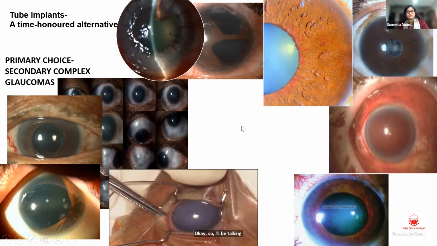Okay, so I'll be talking first on tube implants. We have been performing tube implants very frequently, and they are the primary choice for most of our secondary complex glaucomas, like neovascular glaucoma, post-PK, post-VR surgery, ICE syndrome, and FAK glaucomas. So these are the primary choice.